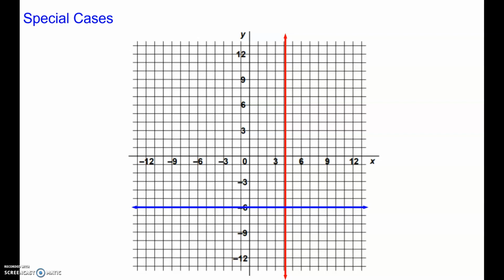Let's take a look at a couple special cases of lines. So we want to look at vertical lines going up and down, this red line, and horizontal lines going side to side, the blue line. So I'm going to start with the vertical line.